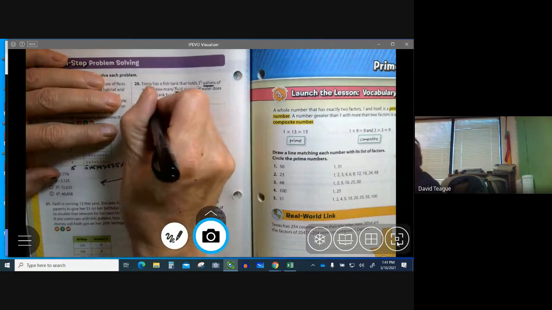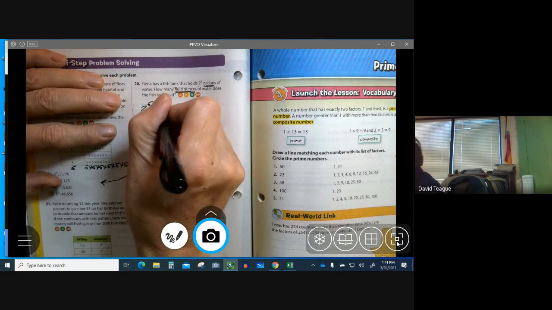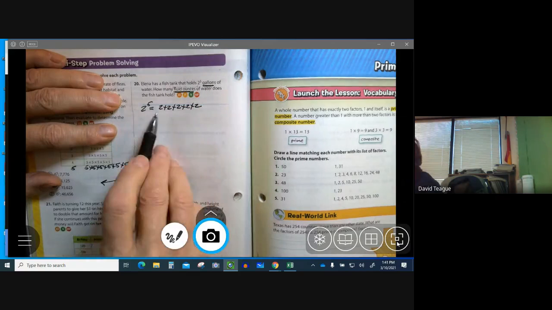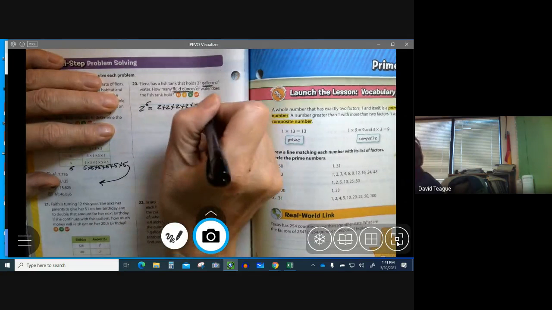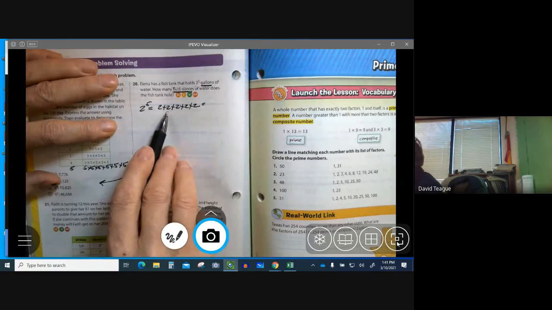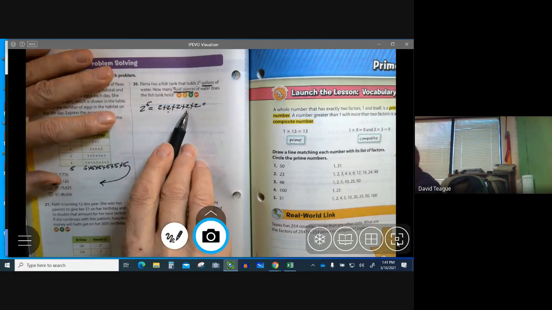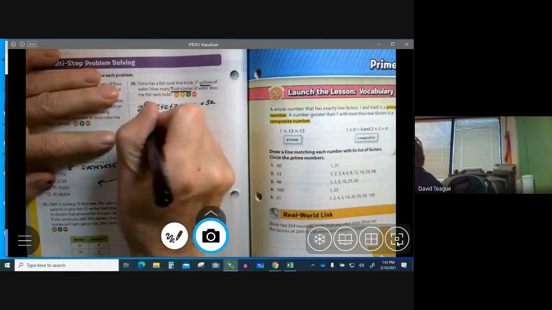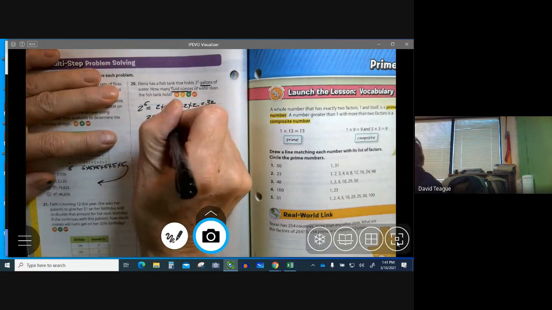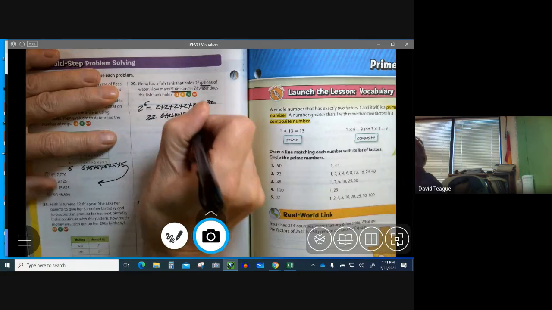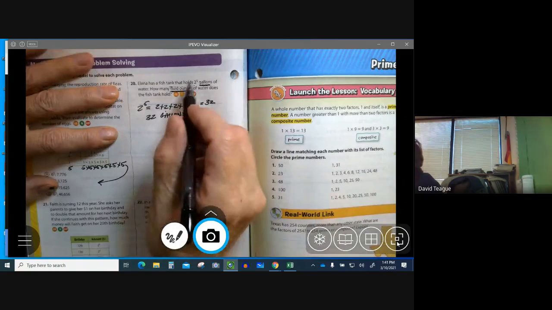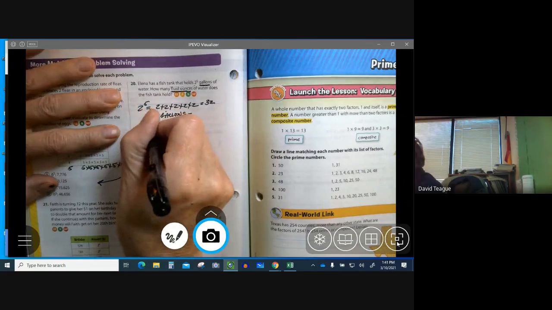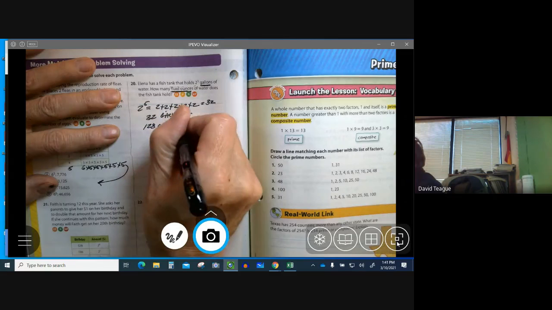So this, 2 to the 5th, is the same as 2 times 2 times 2 times 2 times 2, right? We got 1, 2, 3, 4, 5. So 2 times 2 is 4. 4 times 2 is 8. 8 times 2 is 16. 16 times 2 is 32. So we know we have 32 gallons of water in the fish tank. Okay. Now, the conversion rate is there's 128 ounces in 1 gallon.